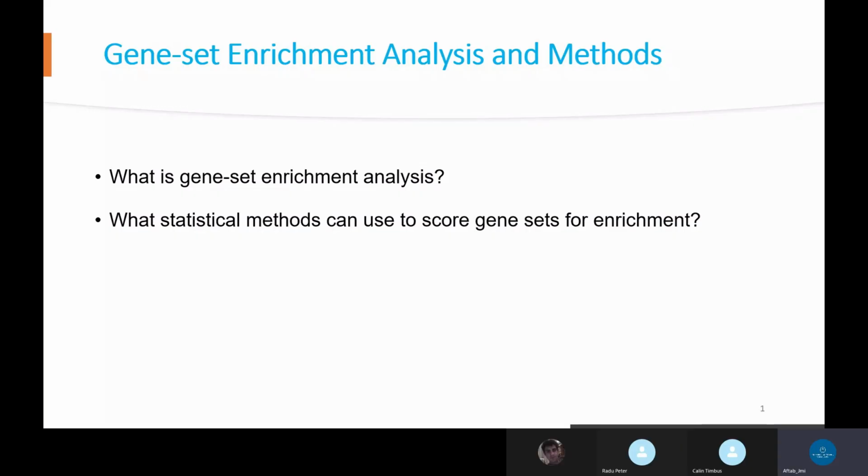Analysis and discussion about some statistical methods. Basically, there are two statistical methods, GSEA and the Fisher test. So what is gene set enrichment analysis? It is a method to identify the class of proteins that are overrepresented in a large set of genes.